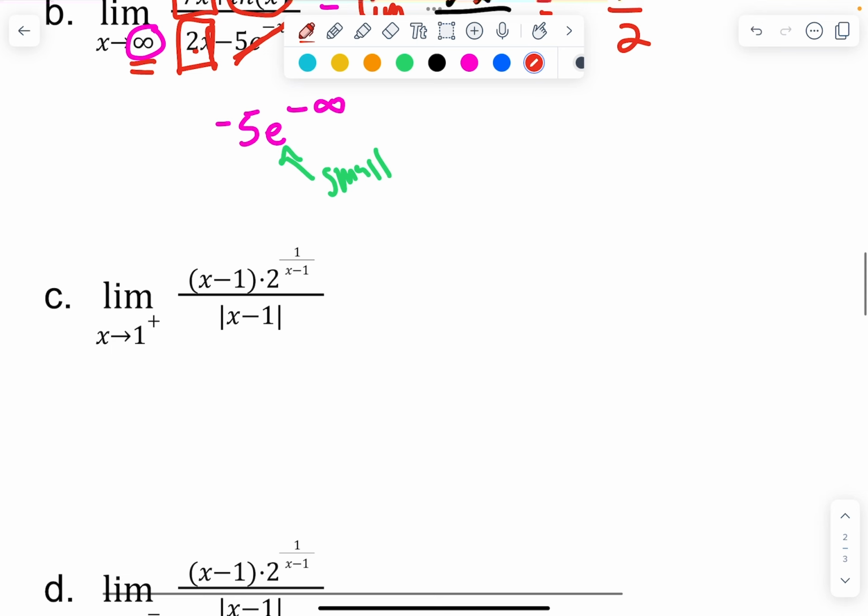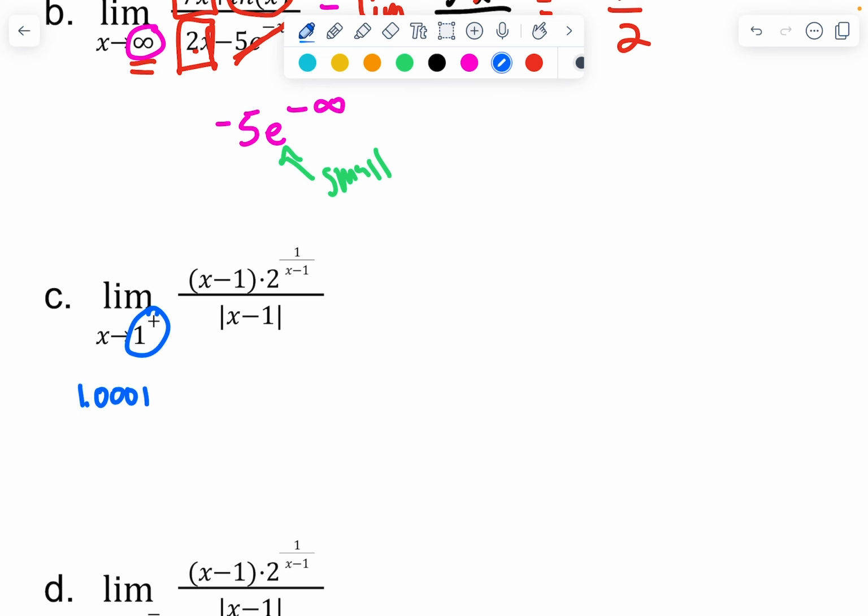All right, we have limit as x approaches 1 from the right here. So that means we're picking values slightly bigger than 1, like 1.0001 or whatever, and we're getting closer and closer to 1 from that direction. Let's look at the structure. Here we have x minus 1 over the absolute value of x minus 1. We know that this function piece itself is always 1, but it can be positive or negative 1. It is positive when we put in x's greater than 1, and it is negative when we put in x's less than 1.